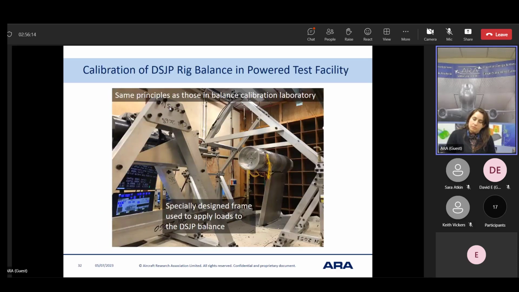So for the dual stream jet propulsion rig, the calibration facility looked like this, slightly different. In this case, a specially designed loading frame was mounted around the balance and loads were applied using load cells supported from this calibration frame.